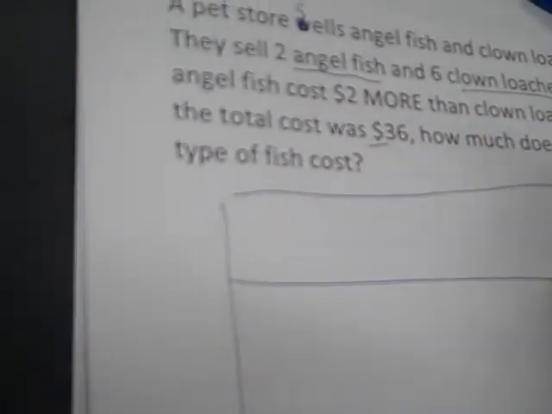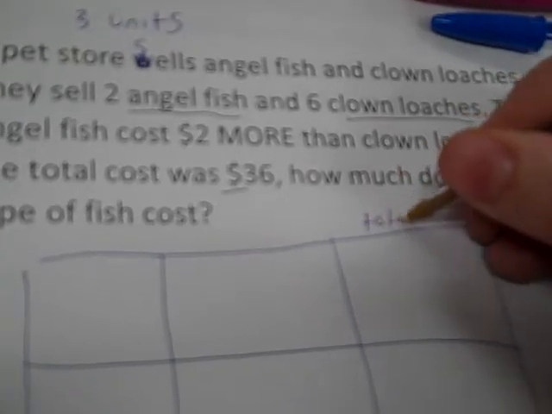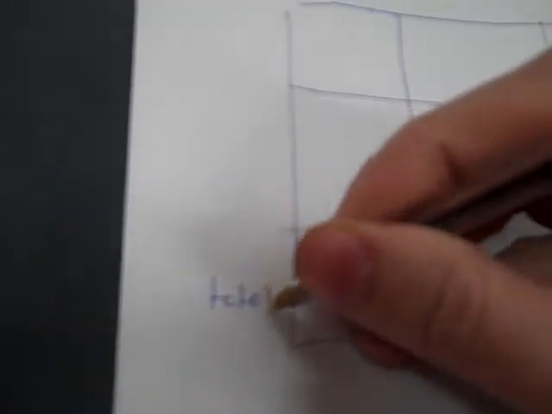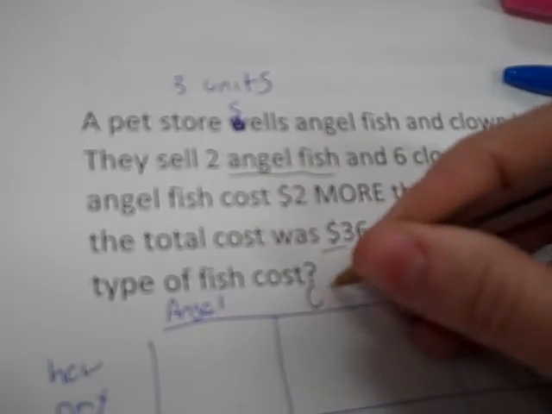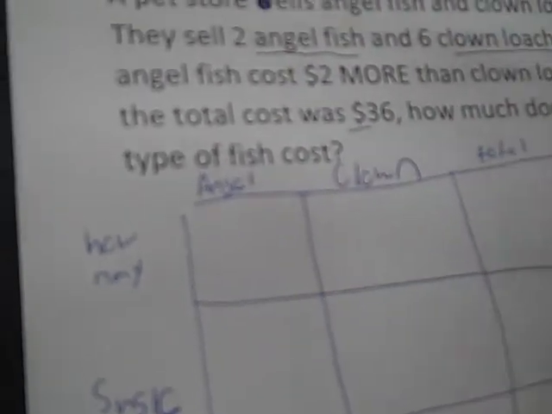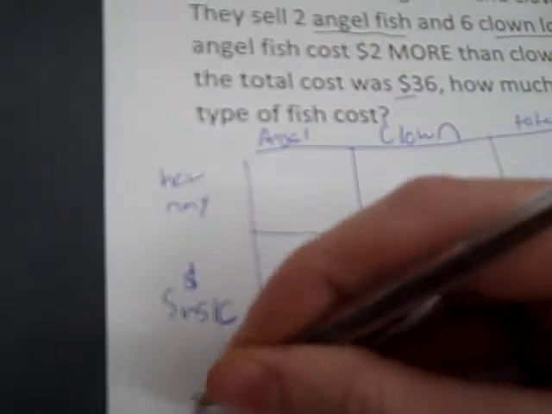So I need to make my table. Okay, so how I set it up is I put the totals in the corners. And then how many in single. Now the 2 things I'm buying are the angelfish and the clownfish, so angel and clown. And then the money label, because that's what you're paying for these, goes here and here.